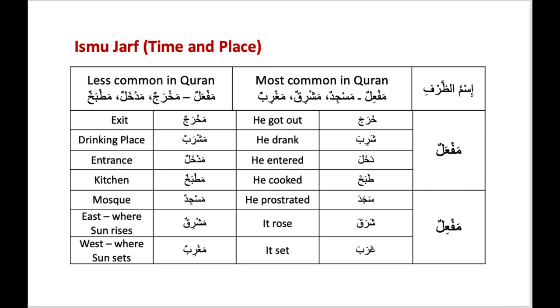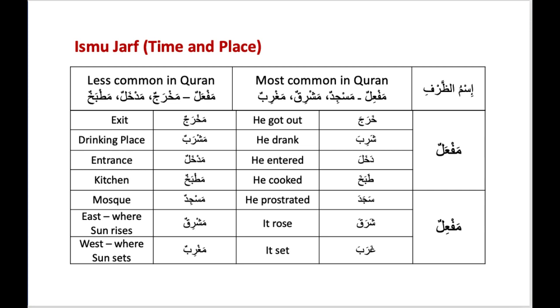Ismu zarf maf'alun pattern: kharaja, he got out. Makhrajun, exit. Shariba, he drank. Mashrabun, drinking place. Dakhala, he entered. Madkhalun, entrance. Tabakha, he cooked. Matbakhun, kitchen.